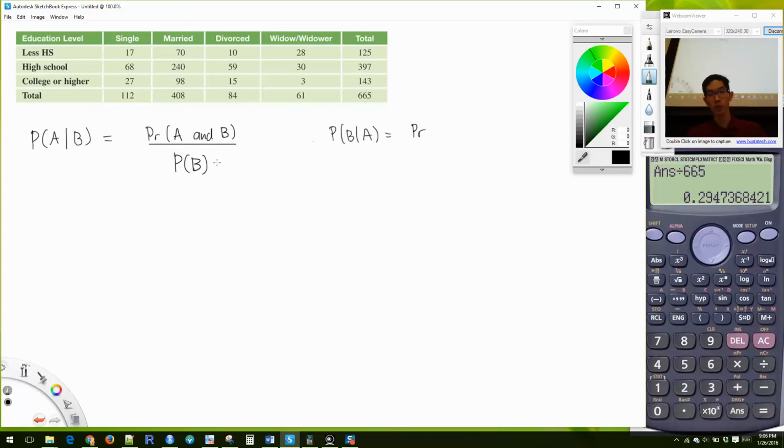I'm just switching. Wherever I see A, I'm going to put B, and wherever I see B, I'm going to put A. This is the probability of B and A divided by the probability of A, exactly, okay?